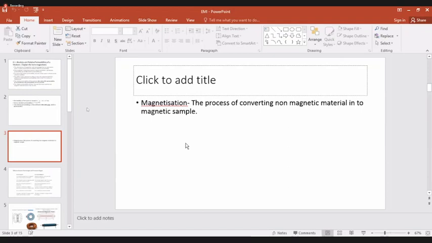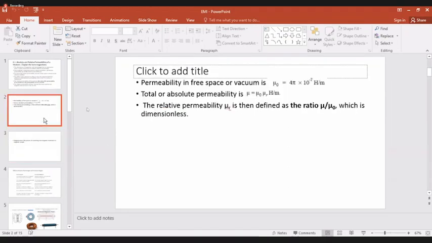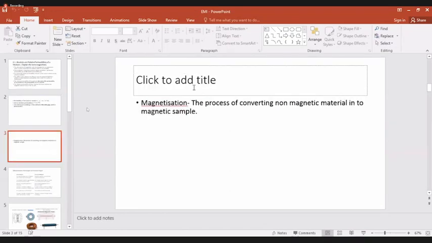The flux cannot be stored in that material. But in the magnetic substance, flux is stored. In the non-magnetic substance, flux can pass through, but it will not be stored. In the magnetic substance, flux can pass as well as be stored in that material, and that's why that substance becomes a magnet. This process is called magnetization. Clear?